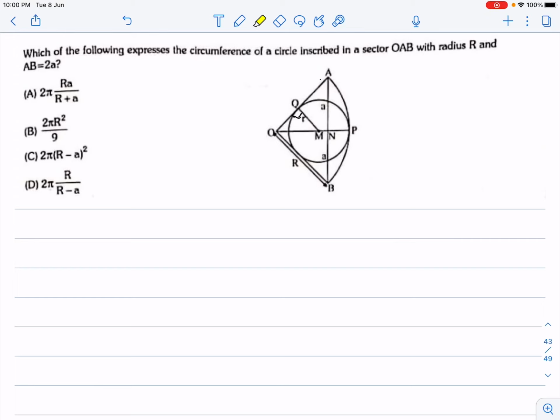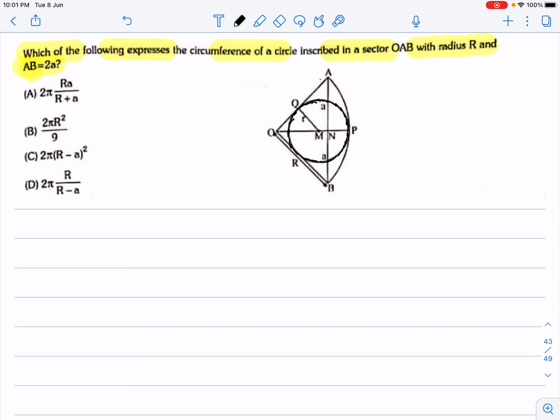So we'll be going to solve this question written on the screen. Which of the following expresses the circumference of the circle inscribed in sector OAB with radius capital R, and AB is equal to 2a is given to you. That means the circumference of this circle has been asked to you. This circle I have darkened over here, in terms of capital R and small a.